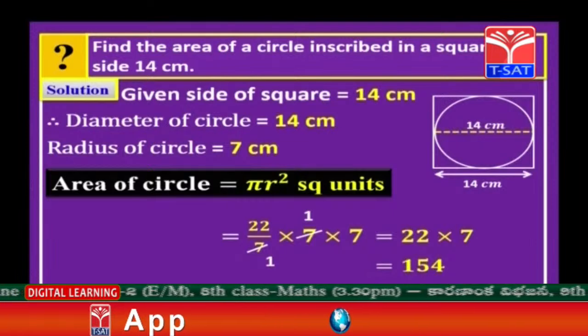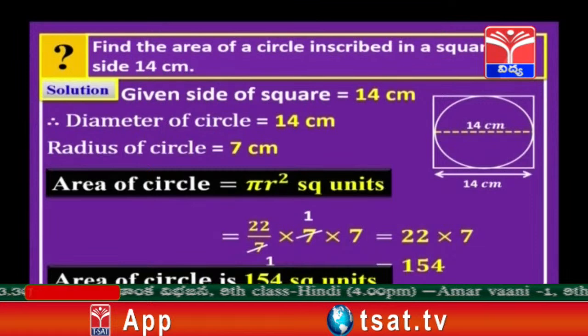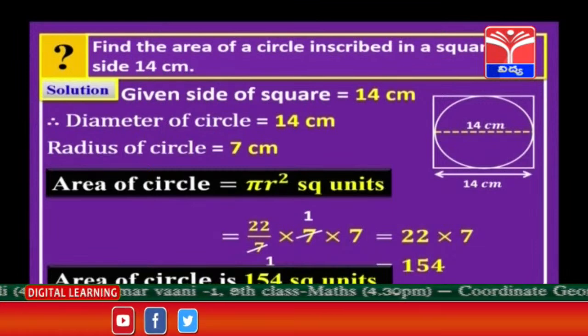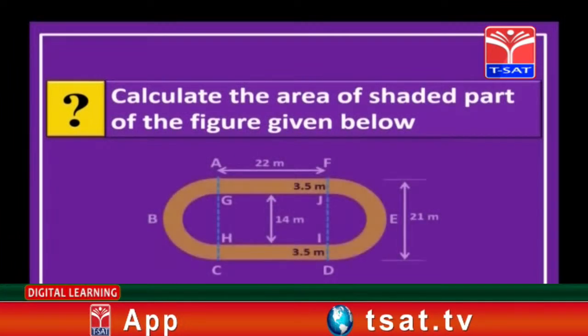That means the area of the circle inscribed in the square is 154 square units. I hope you understood the problem clearly, children. Now let us move on to our next problem. Calculate the area of the shaded part of the figure given below. Let us start with the solution.